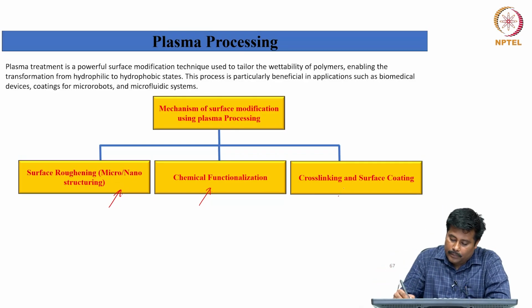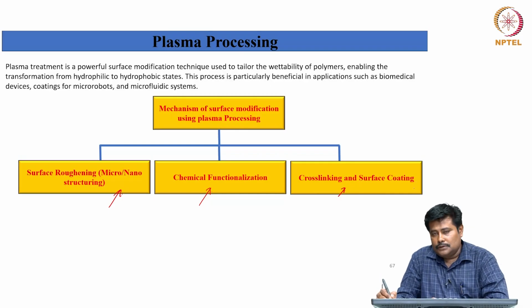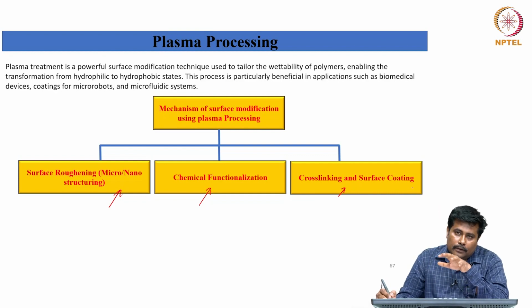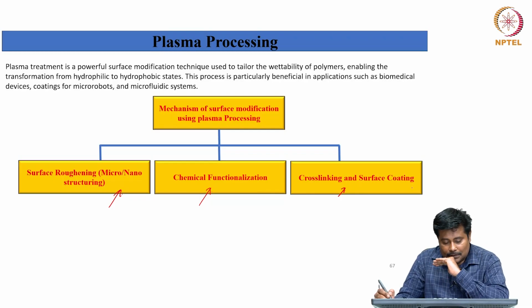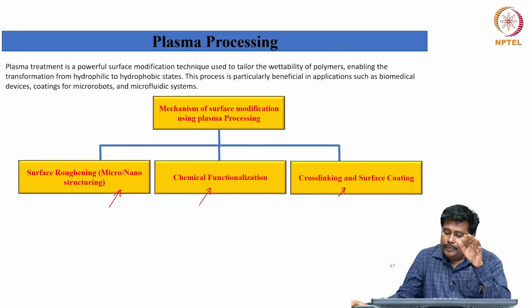Then one of the important functionalities is cross linking and surface coating, which is possible by inducing a certain amount of gaseous species in the plasma process, so that these gaseous species are capable enough to realize the process, and this will take care of the overall functionality of the requirement.